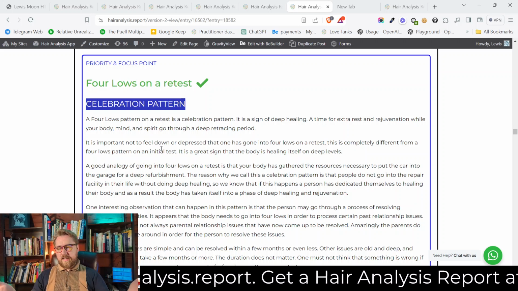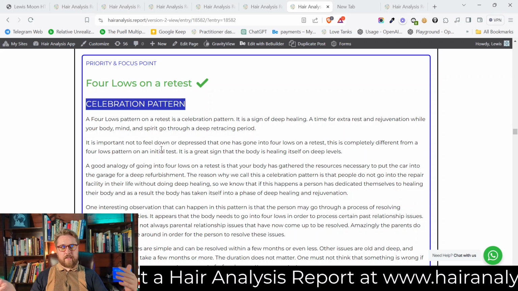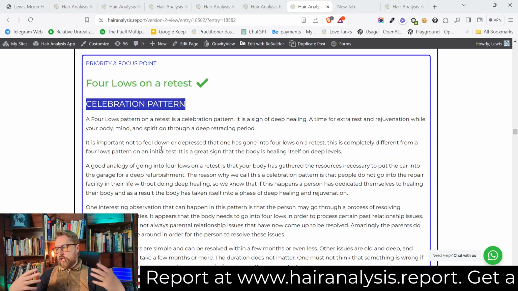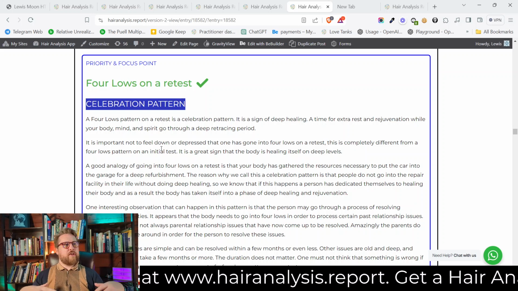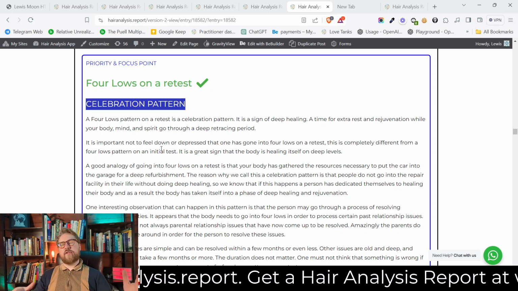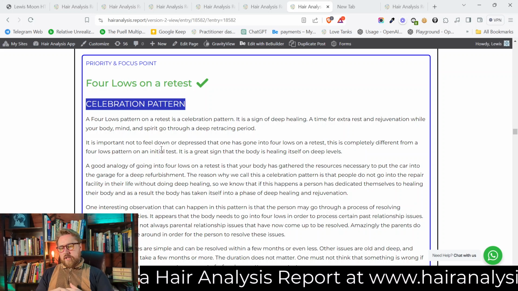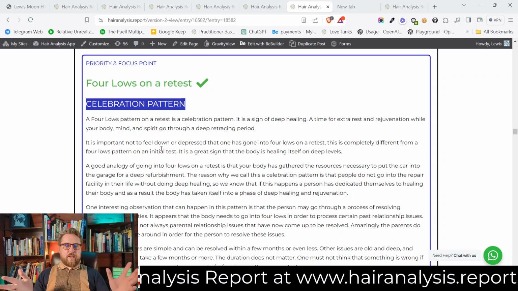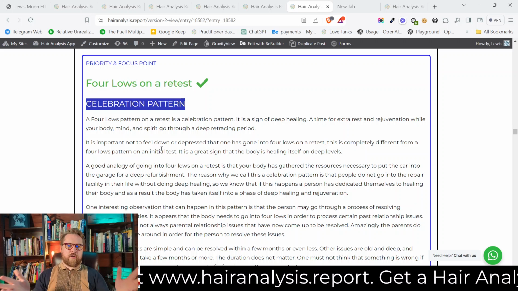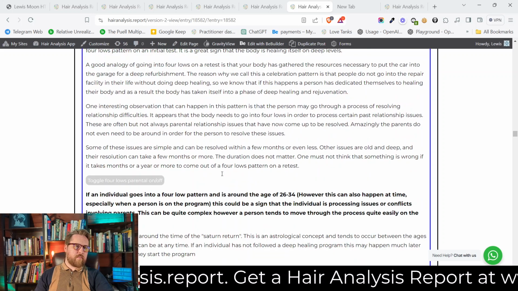It was quite a nice thing to go in, especially when you've been doing the program for a while and it's on a retest, because the supplements make you feel calm. You might not have an immense amount of energy, but you've got this chilled vibe about you, which is super nice. So this is one thing to really understand: if you do go into follows on a retest, we call that a celebration pattern. It's a fantastic sign.